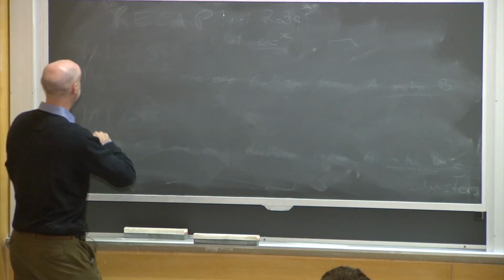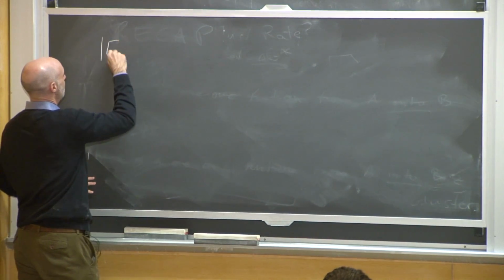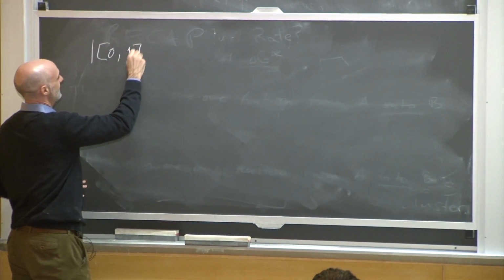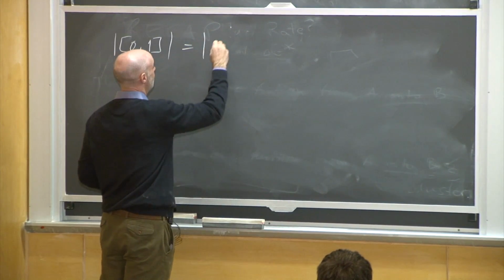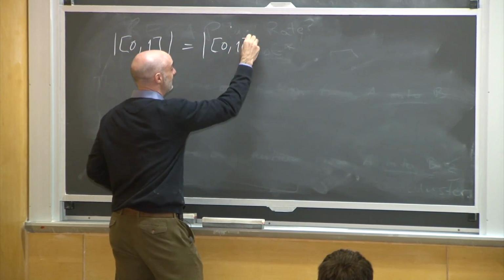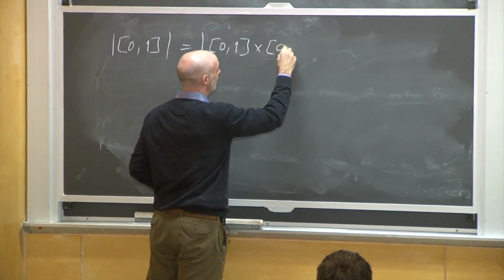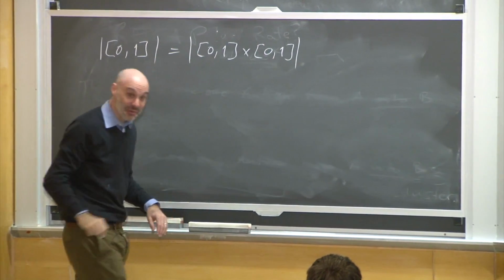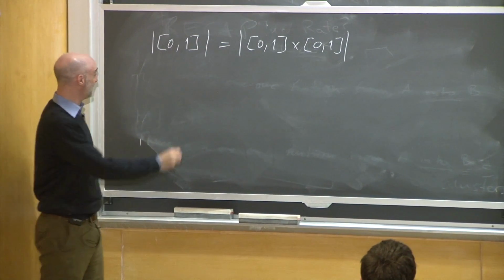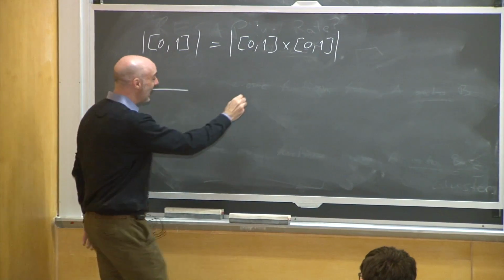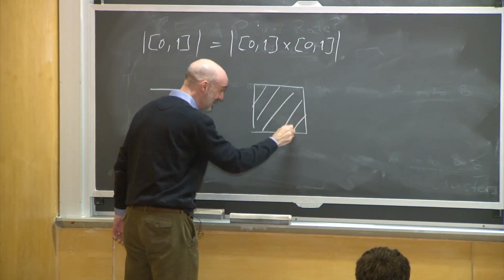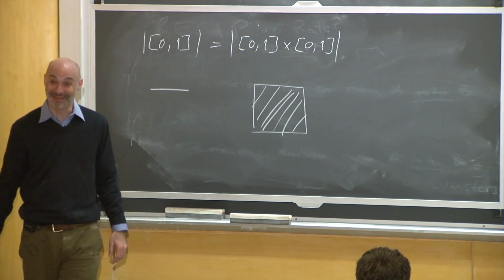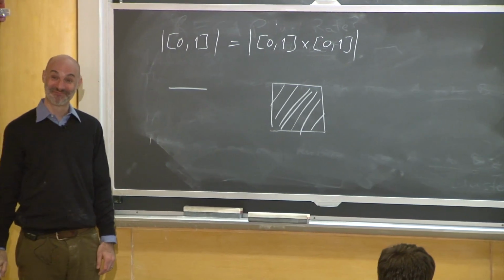So one can show that the number of points on a line equals the number of points on a square. So there are as many points here as there are there. Not just the edges, but the entire area of the square. And here's how we're going to prove it.